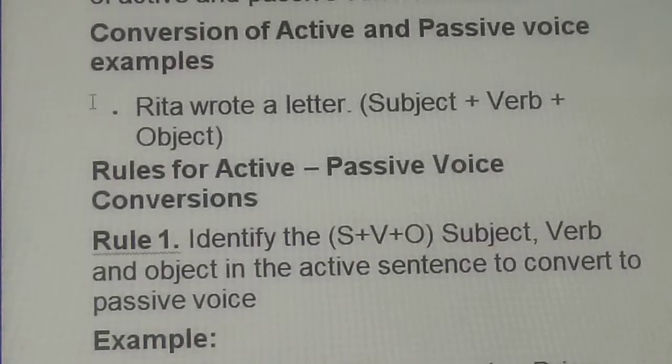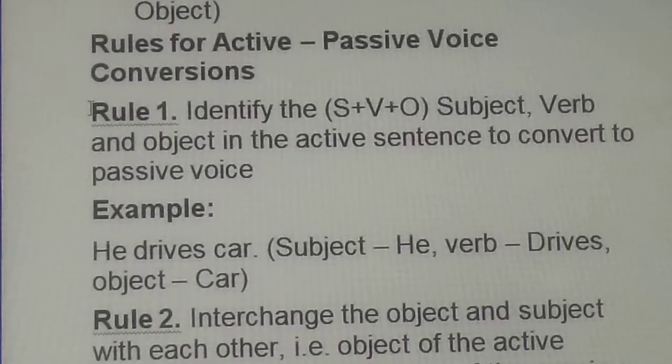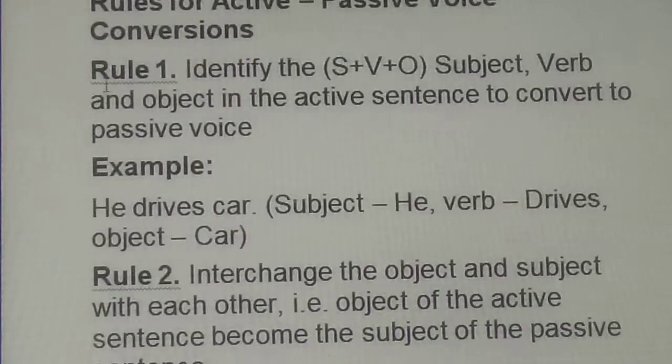Rules for active passive voice conversions. The first rule: identify the subject plus verb plus object, SVO, in the active sentence to convert to passive voice. Example: he drives car.